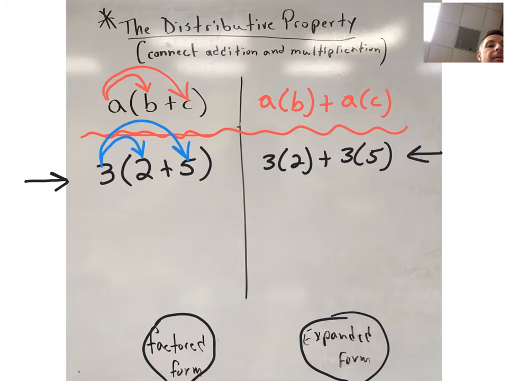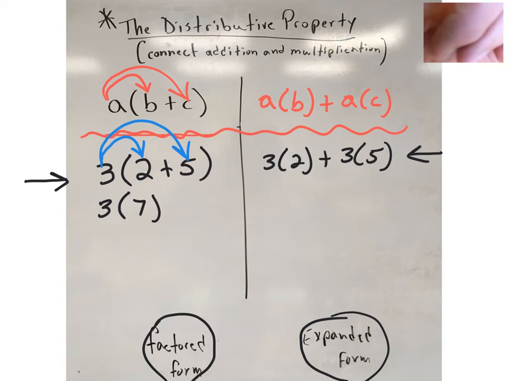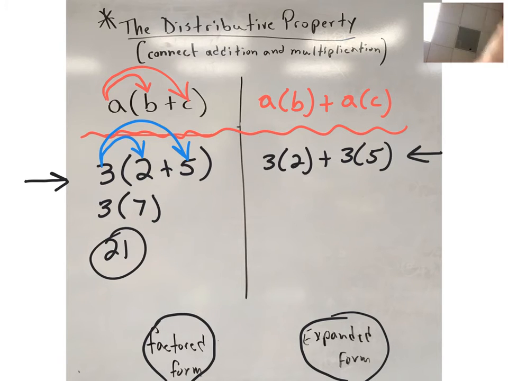Now, over here with the factored form, we might say, let's do what's in the parentheses first. So the parentheses says, take 3 times, well, 2 plus 5 is in the parentheses, so that's 7. So 7 times 3 is 21. Now over on the other side here, 3 times 2 is 6, plus 3 times 5 is 15. So let's write that out. 3 times 2 is 6. 6 plus 15 is 21.